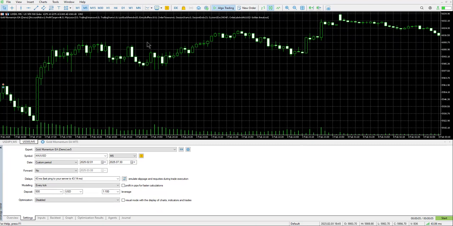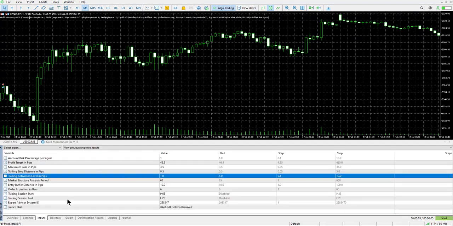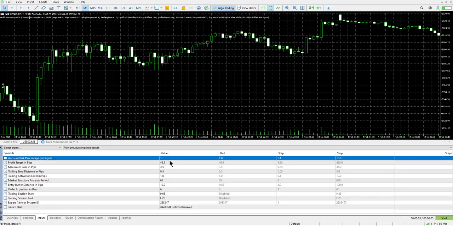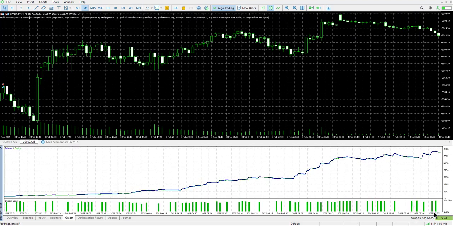You can see here, this is MetaTrader 5. I'm on the strategy tester. This is the EA selected, Gold Momentum EA demo. And it's on gold, 5 minute time frame. I'm going to test it from this year, January till today. Delay, I have whatever the last ping to my server was. Leverage is 1 to 100, deposit of $500 with a 1% risk per trade. So let's start it.